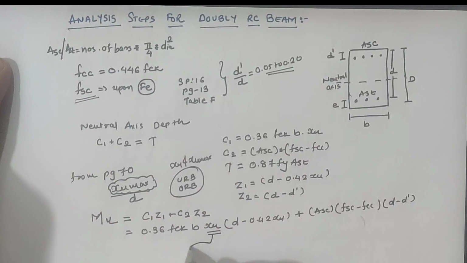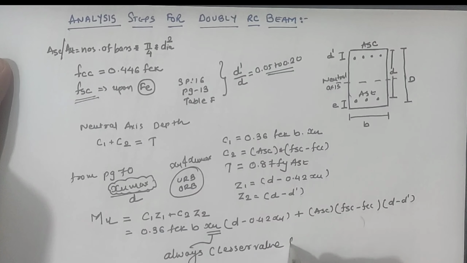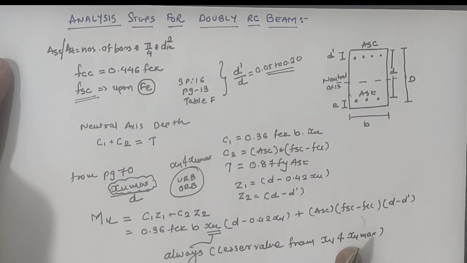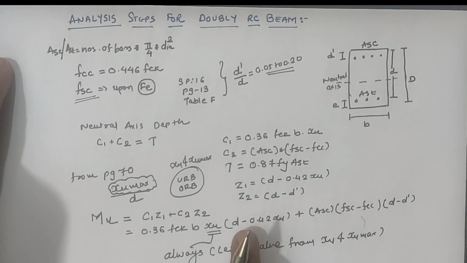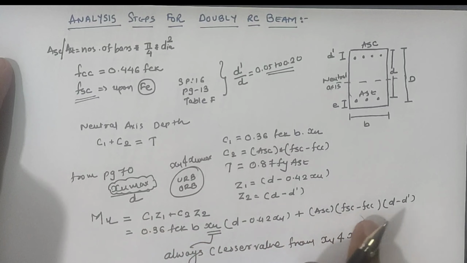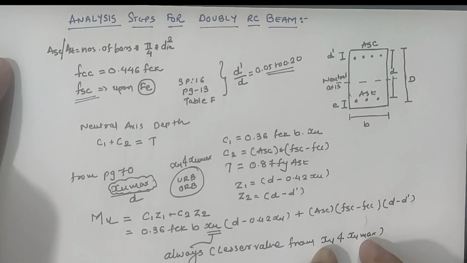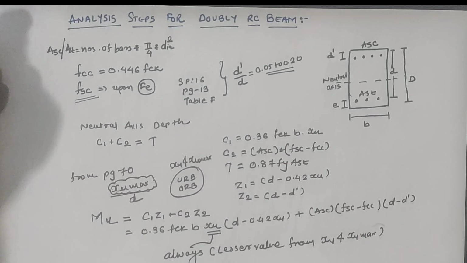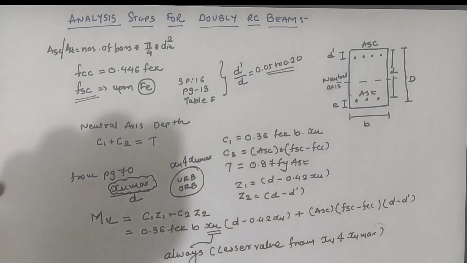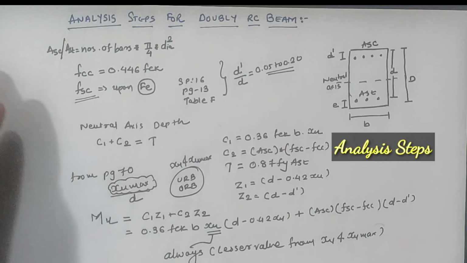but take note that the value of xu is always taken as the lesser value of xu and xu max. It means if xu is greater than xu max, then we have to take xu as xu max in this equation. We always have to take the lesser of xu and xu max as the value of xu in the moment of resistance. So these are the normal steps which can be used in the analysis of a doubly reinforced beam.